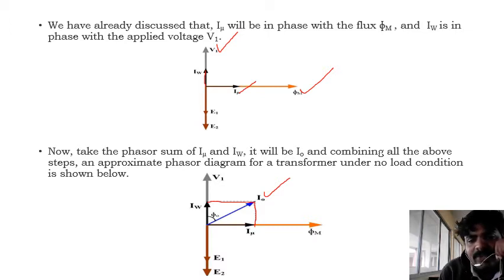Now this is the angle you can represent: phi naught, the angle of the no load component of the current with respect to V1 and I1. Now here you can get one right angle triangle.